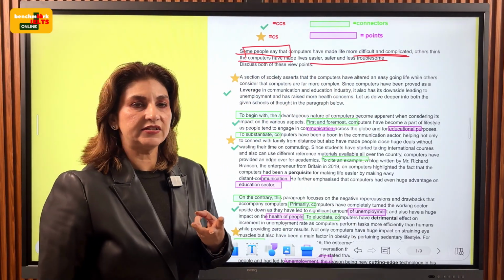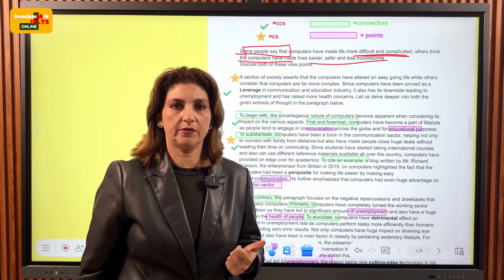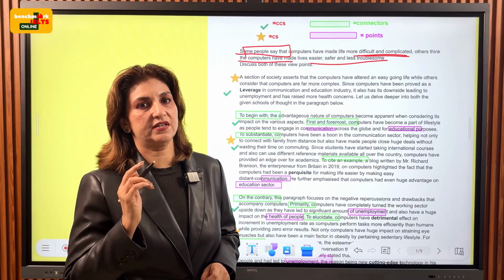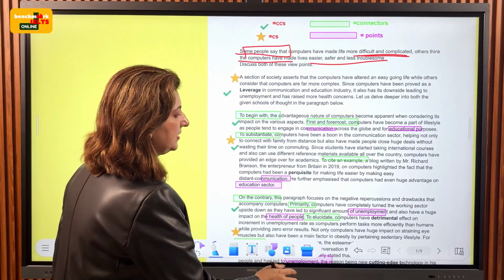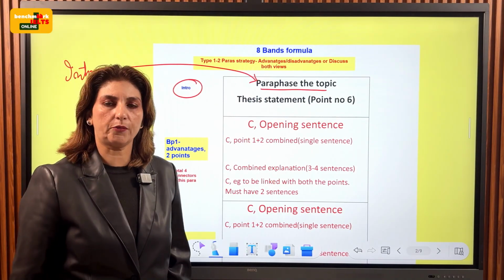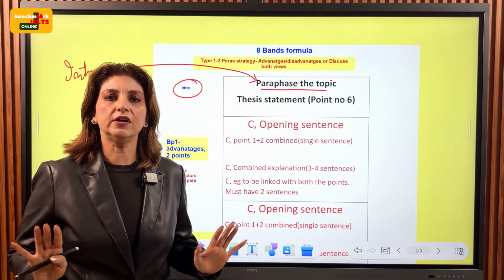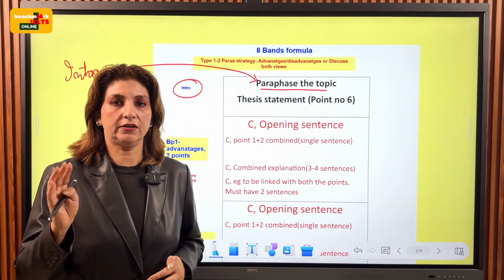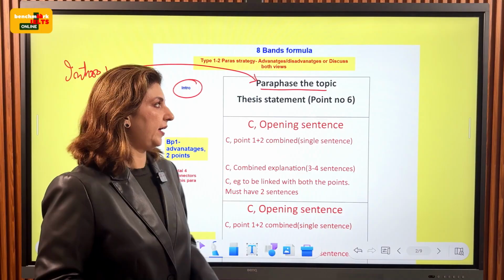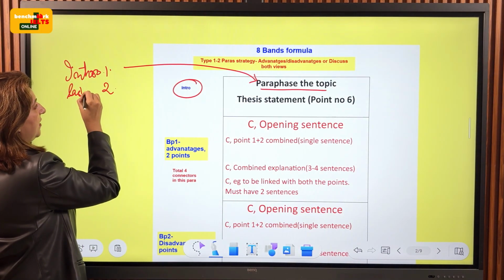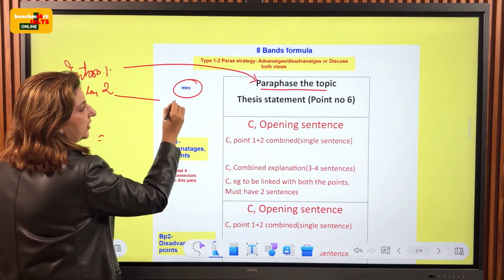They have written 3 adjectives: easier, safer and less troublesome. It does not mean that we also have to write 3 adjectives. We can just say simpler. This, very simply put, is called the paraphrasing of the topic. Just translate it in your simple English. There is no need to give any background on computers, any background on technology. No, nothing is required.